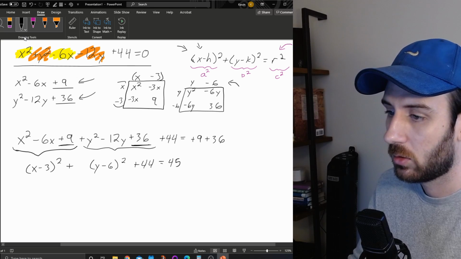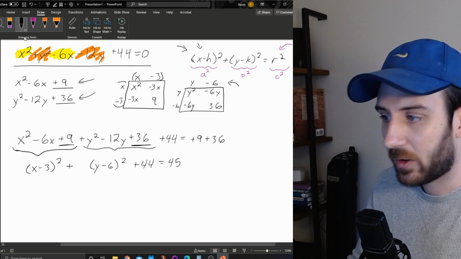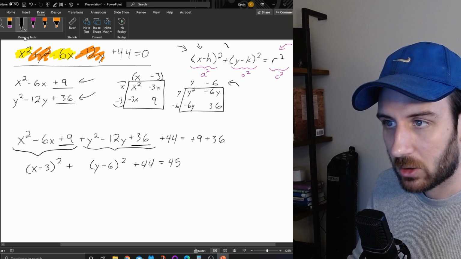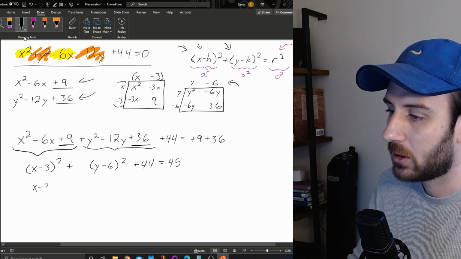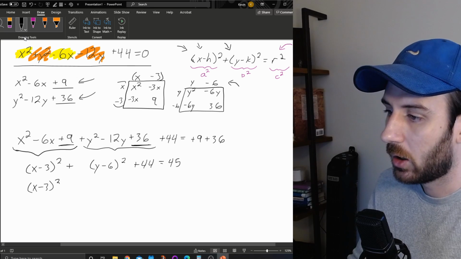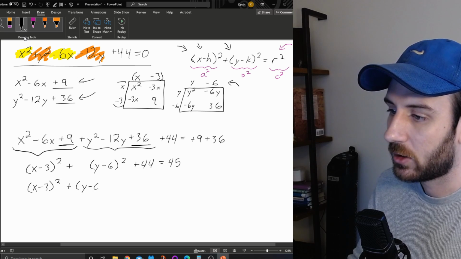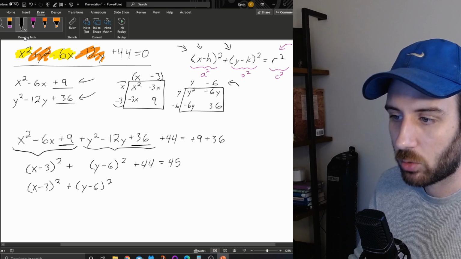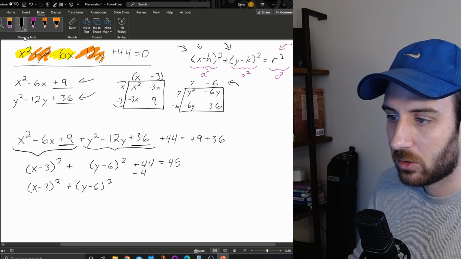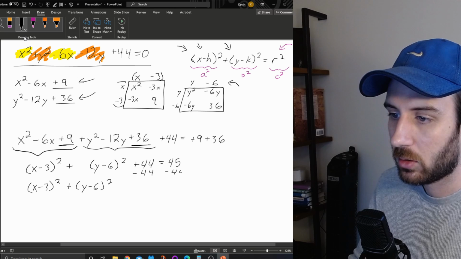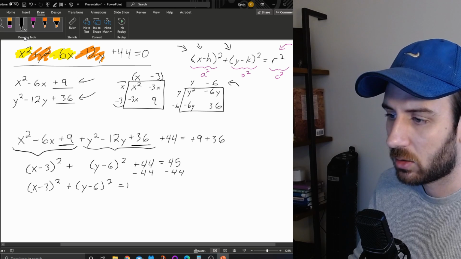45. Very nice. I can simplify that up a little bit more because the standard form of my equation has all of my numbers on the right-hand side that aren't in parentheses. So that'd be x minus 3 squared plus y minus 6 squared. I would need to take away 44 from the left to get rid of that, and I'd take away 44 from the right to balance this out. So all in all, I think that would leave me with equals 1.